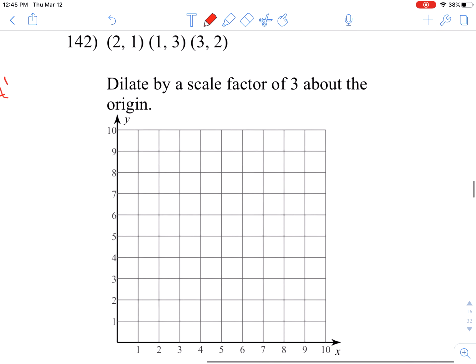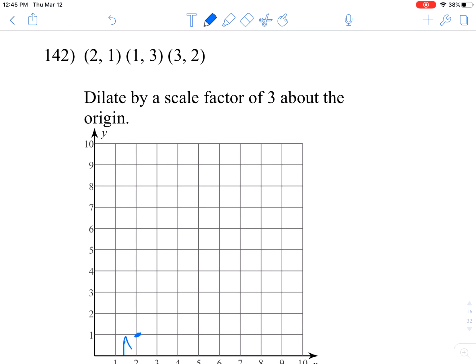Looking at this one, we're going to do the same thing. We're going to graph the points first. 2, 1 is here. We'll label that A. 1, 3 is here. We'll label that B. And 3, 2 is here, and we'll label that C. Again, we're going to go ahead and connect our pieces.